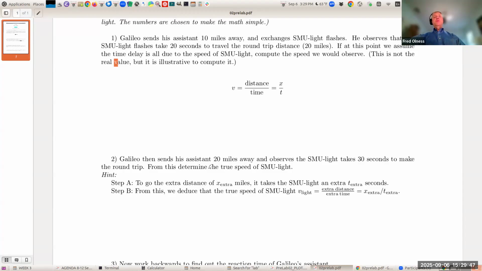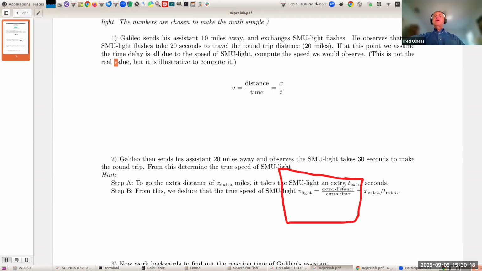So now with this SMU light, when the assistant goes 20 miles away instead of 10 miles, we now notice that the time changes from 20 to 30 seconds. Okay, so how can we put this together? Well, what we realize is that when we send the person farther away, the extra time is due to the extra distance. And so this is how we're going to calculate it.